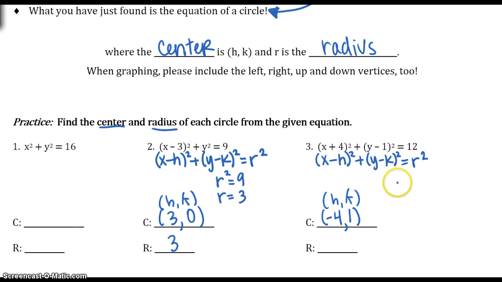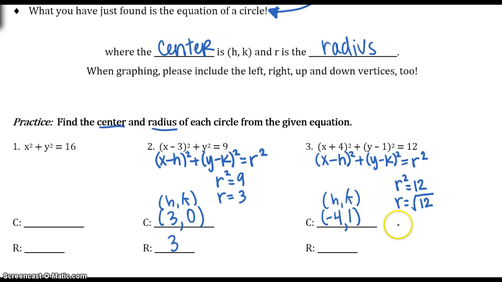Now let's talk about radius. Our radius squared here is 12. So to undo a square, we're going to have to take the square root. So the radius would then be the square root of 12. Now, I know when we take the square root, we usually put plus or minus, but since this is a distance, we'll only use the positive value.